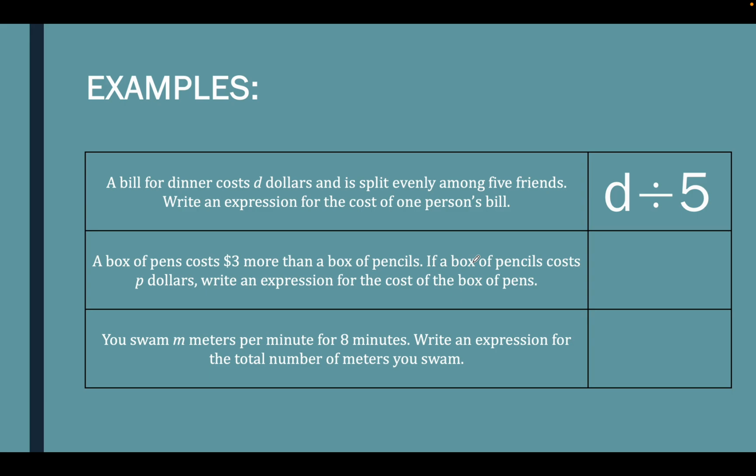A box of pens costs $3 more than a box of pencils. The box of pencils costs P. Write an expression for the cost of the box of pens. This would be P plus 3.